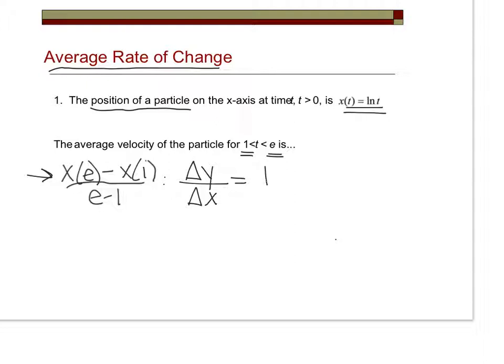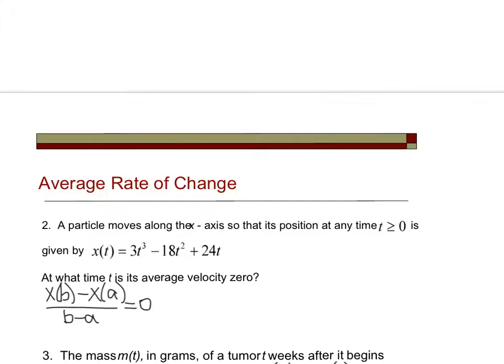And so it would be the natural log of e minus the natural log of 1, all over e minus 1. I know we're solid on our logarithms: the natural log of e is 1, the natural log of 1 is 0, so 1 over e minus 1 would be the average velocity. Now you try the second one first, so answer the question and then see if you get it right.